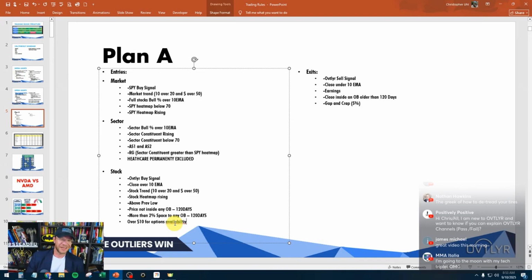I don't want to call it a snob filter. I would call it a liquidity primer. How you like that? A snob filter versus a liquidity primer.